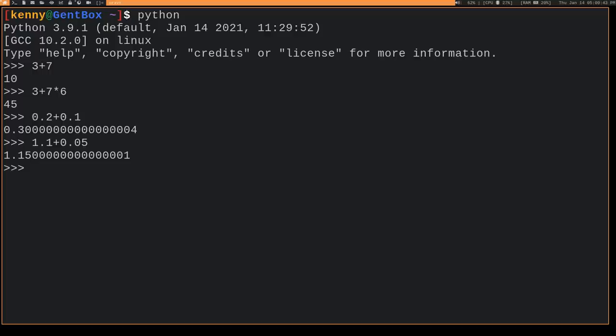Now, in our base 10 system, we can only actually express fractions that use a prime factor of the base. So the prime factors of 10 are 5 and 2. And that means that 1/2, 1/4, 1/5, 1/8, 1/10, and so on, those can all be expressed properly in decimal because the denominators are all going to be using prime factors of 10.